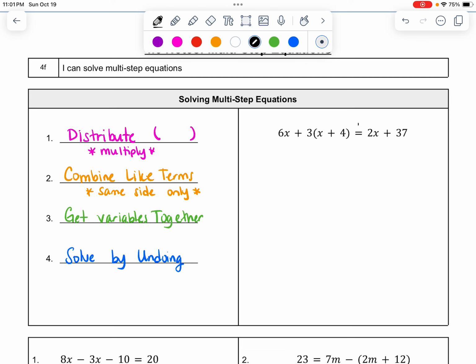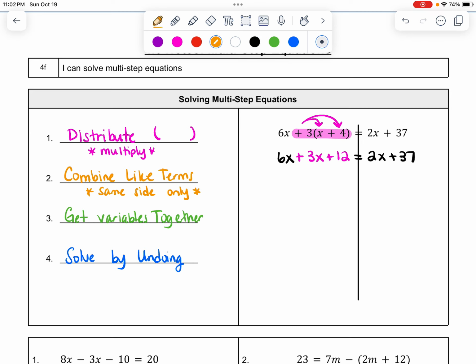So let's practice. We're going to draw our line. And then we're going to ask ourselves, do I need to distribute in this problem? So I'm going to see if I see any parentheses here. I do see a parentheses, so my first move is going to be to distribute. The 3 times the x is positive 3x, and the 3 times the 4 is positive 12. Everything else on the left side and the right side, I'm just going to drop it like it's hot. 6x, the equals, the 2x, and the 37. Just copy it all down.